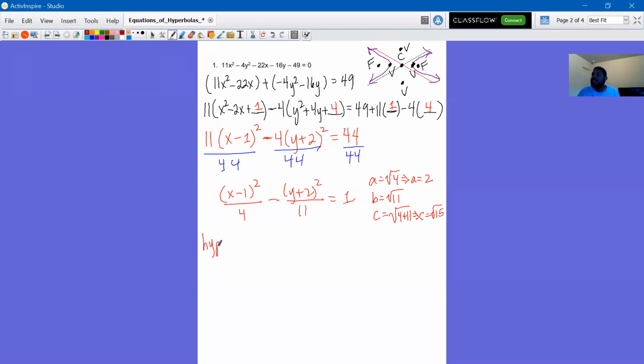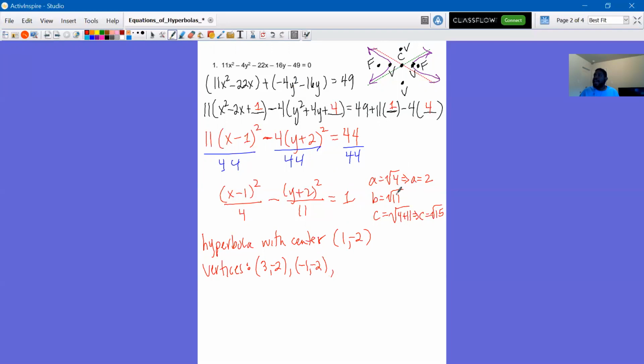So we're ready to describe this hyperbola. So we have a hyperbola with center 1, -2, vertices. So what we're going to do, because the hyperbola opens left and right, we're going to add a to the x-coordinate of the center, and that gives us 3, -2. Then we're going to subtract a from the x-coordinate of the center, which is -1, -2.